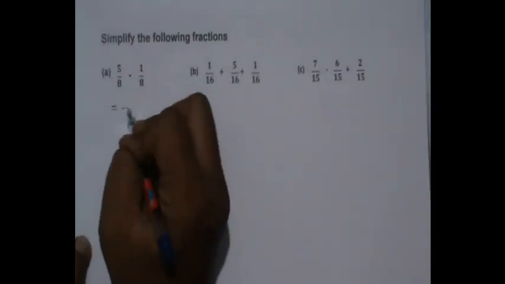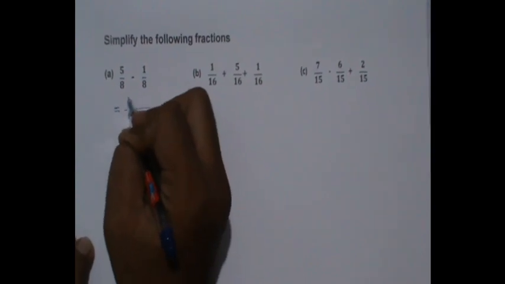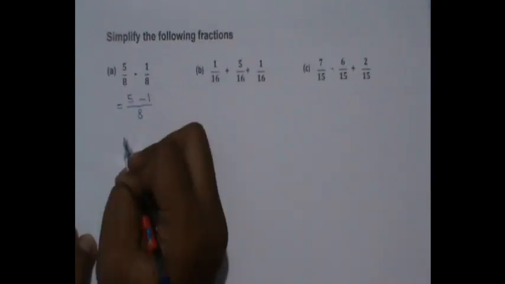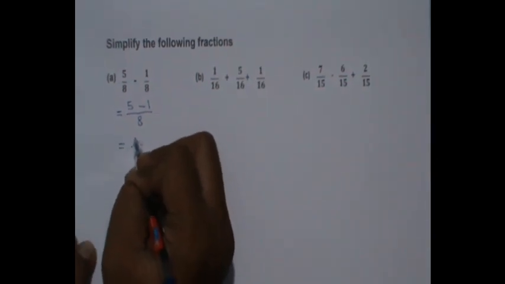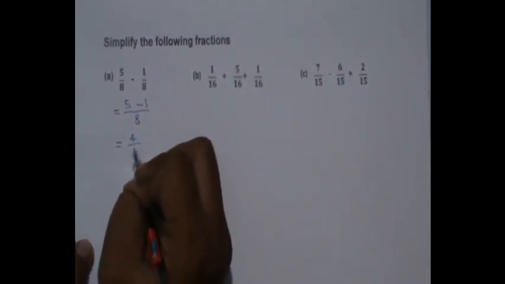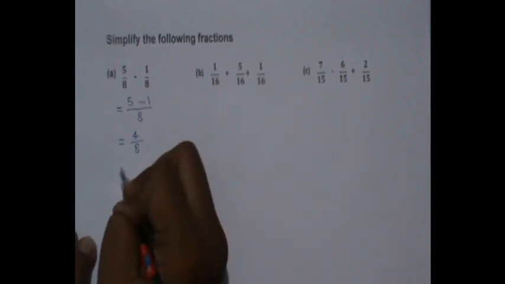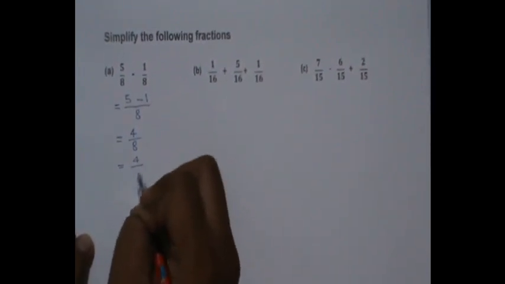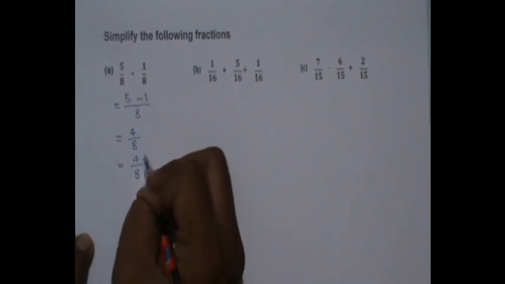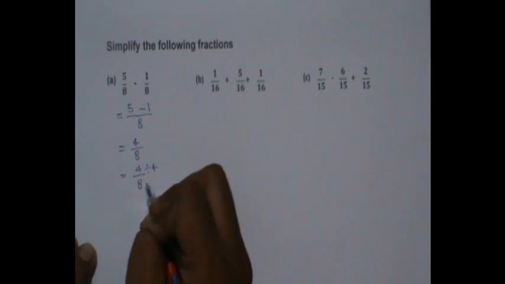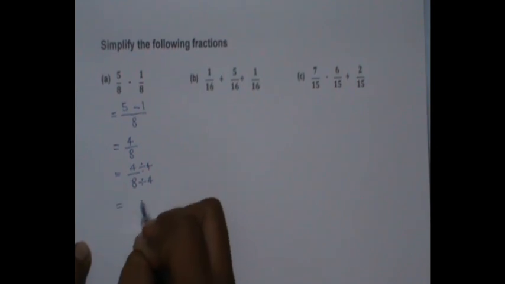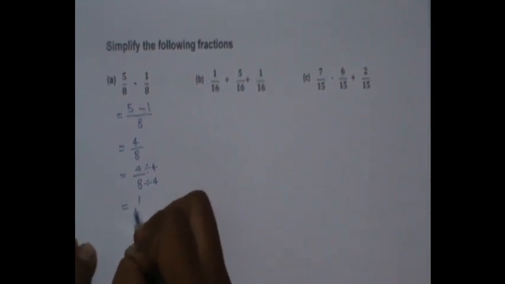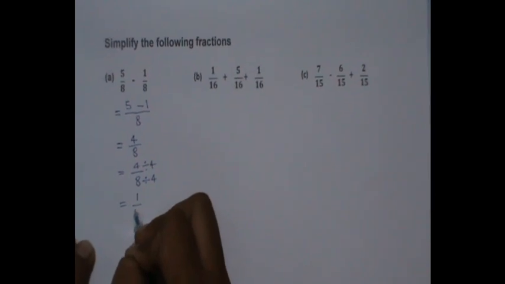Here denominators are the same. So we have common denominator 8 and 5 minus 1. So we have 5 minus 1, 4, and 8. Now we can divide again by 4 and this one also by 4 to get the simplest answer. 4 divided by 4, 1. 8 divided by 4, 2.